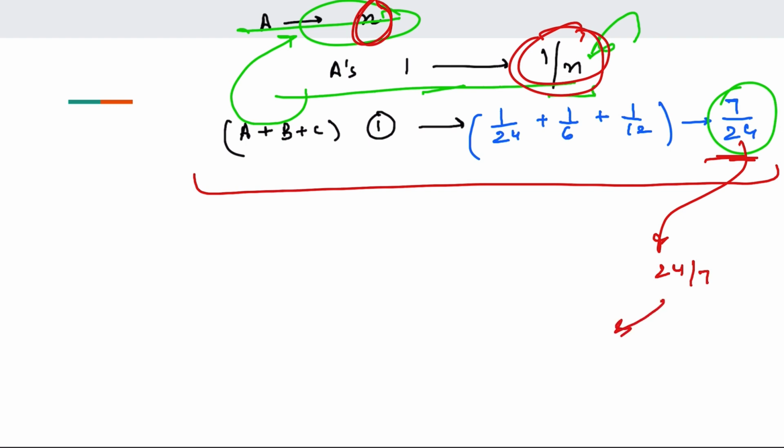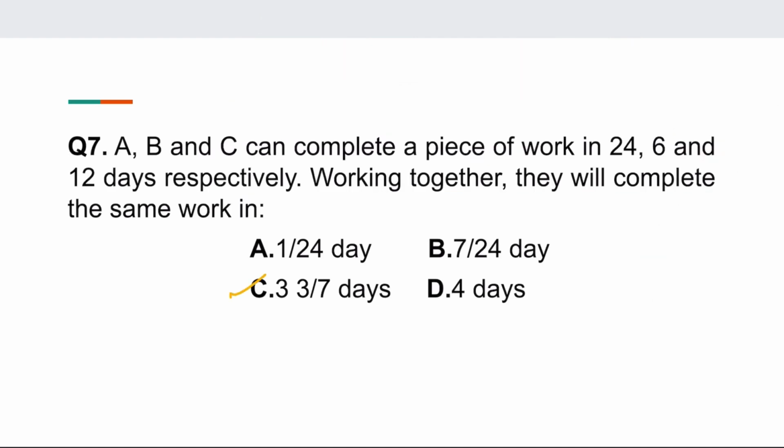And what is 24 by 7? Obviously, I cannot leave my answer like that. Of course, if in your options, if there are MCQs, if the answer is in this format, you can leave it in this format. No worries. But if the answer is in mixed fraction format, you have to convert it into a mixed fraction format. You cannot do it otherwise. Alright. So you have to convert it into a mixed fraction format, which is going to be nothing but 3 by 7 days. Simple. So what's the answer? 3 by 7 days. This is the answer.